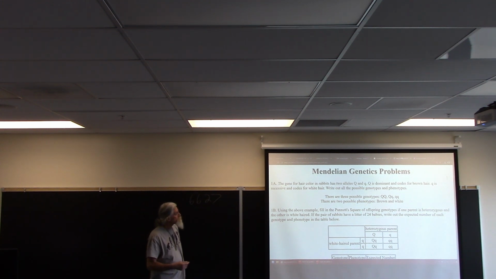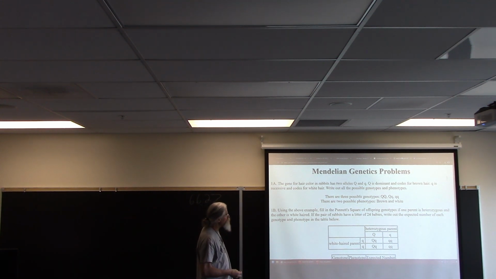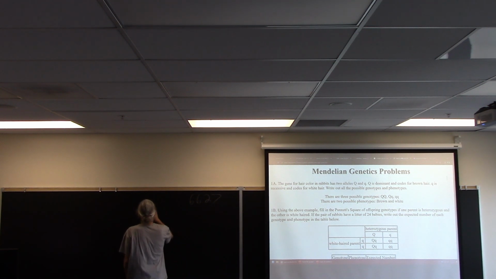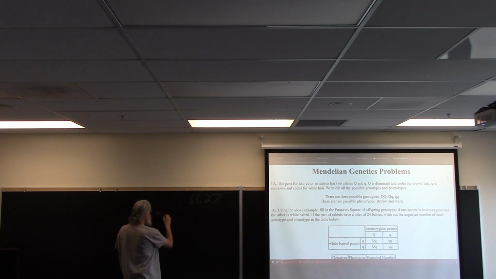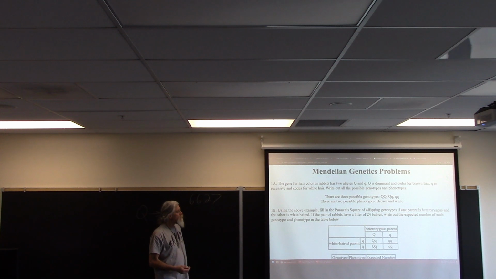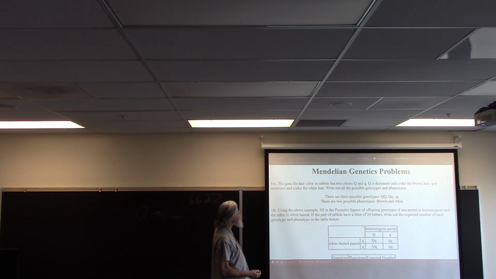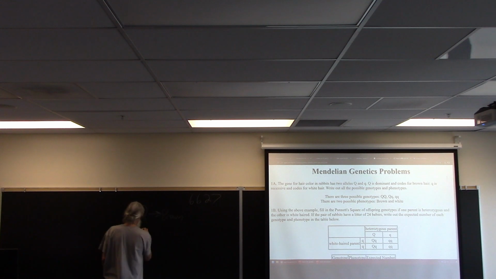Okay, so the gene for hair color in rabbits has two alleles, big Q and little q. And big Q is dominant and codes for brown hair. So Q is the genotype, or at least an aspect of the genotype. Gives rise to brown. Why it's not a big B rather than a big Q, I don't know. And it is dominant to white hair. So little q is white hair.